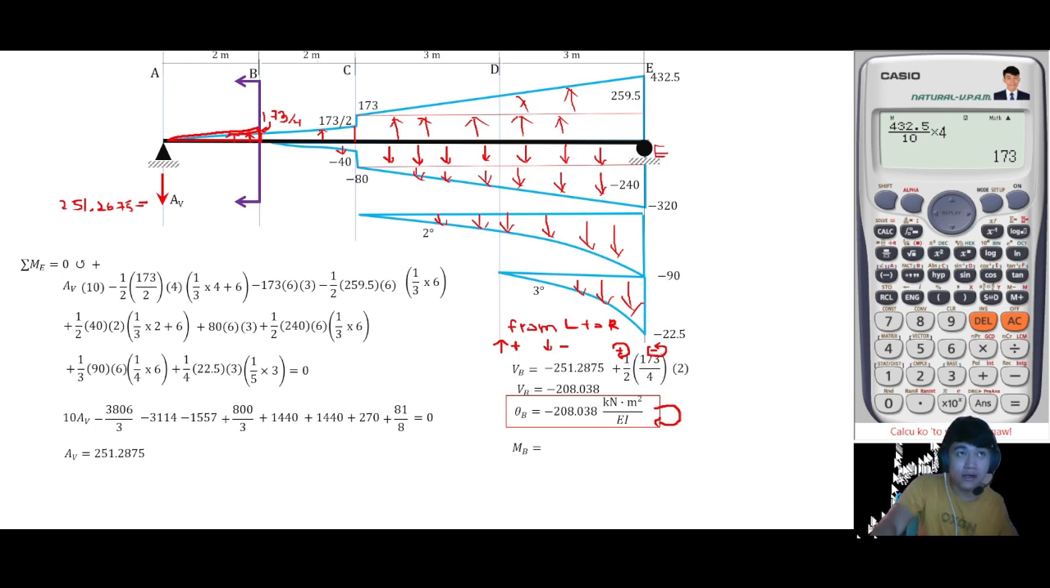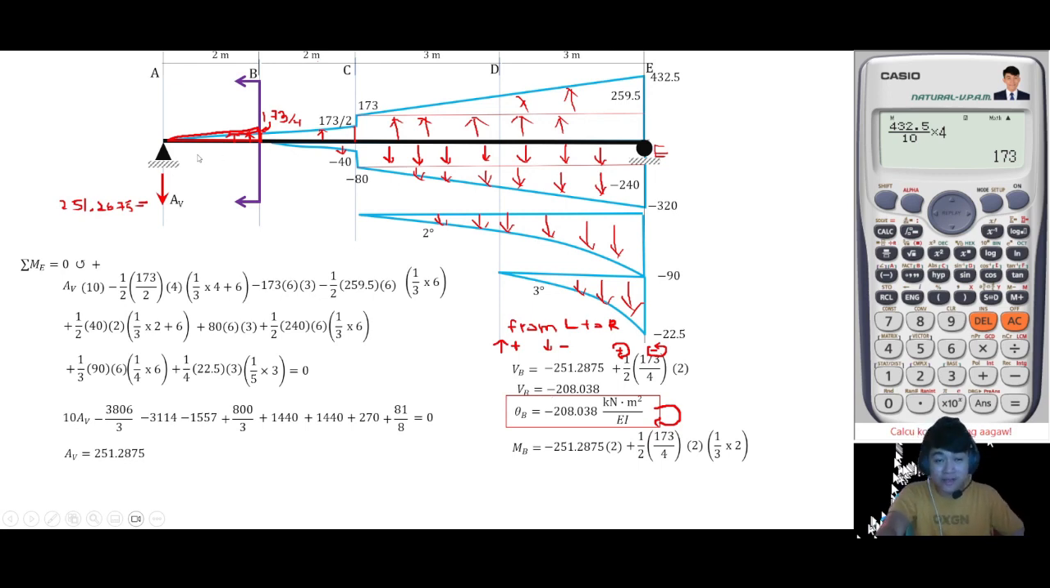So, let's solve the moment at B. So we have AB, counterclockwise is negative, negative 251.2875 times a distance of 2. And then we have a triangular load, clockwise towards point B. So plus 1 half of your triangle, 1 half of base times height times a distance of 1/3 of 2. So that is equal to what value of moment? If that is positive moment, that is upward deflection. If negative moment, then downward deflection.